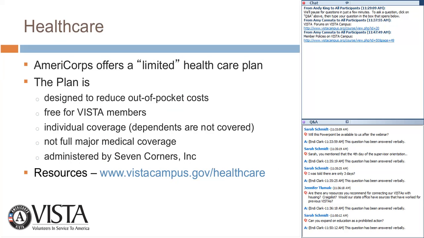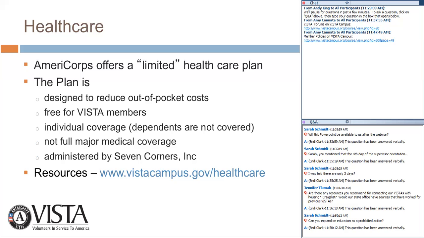This is a hot topic, and so just bear with me as we move through the health care information. Our health care that we provide to VISTA members is a limited health care plan. It is not insurance. The plan is, as you'll see on the screen, designed to reduce out-of-pocket costs for VISTA members. It is a benefit that is free for VISTA members. It only covers the VISTA member and does not cover the family of a VISTA member. It is not full major medical coverage. And the last bullet point here is that it's administered by 7 Corners.